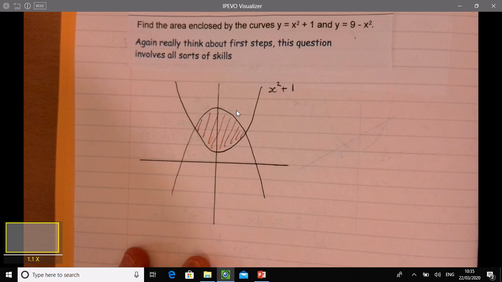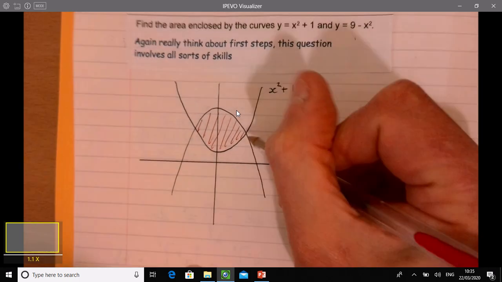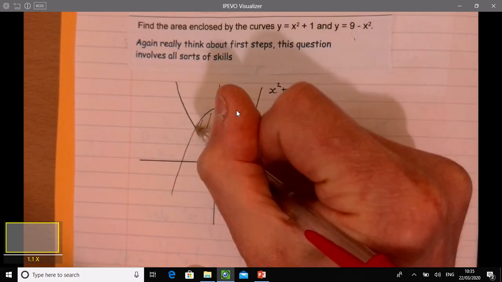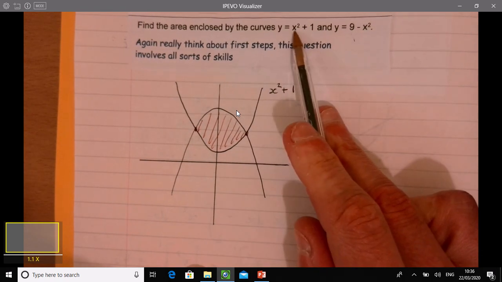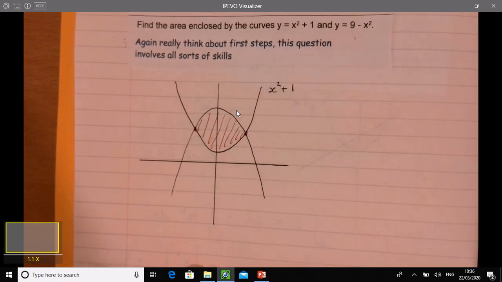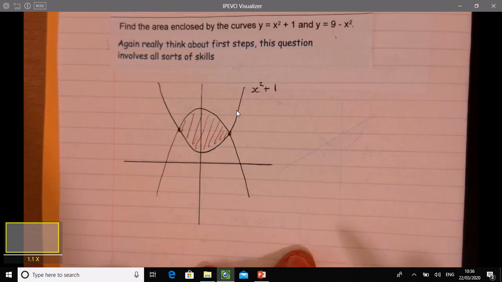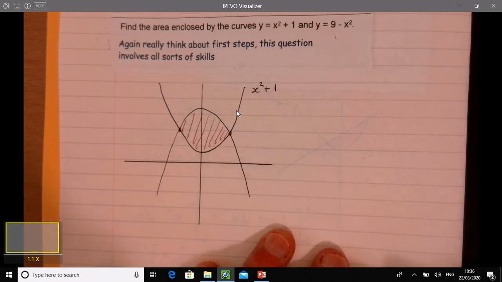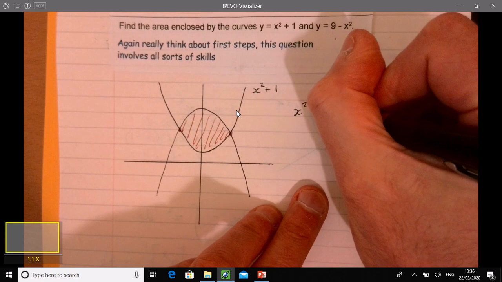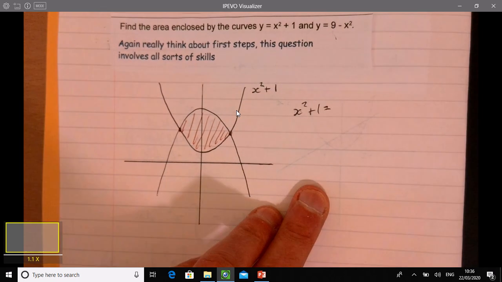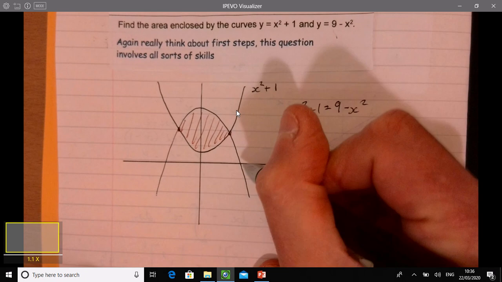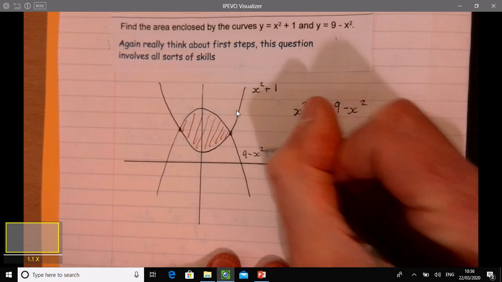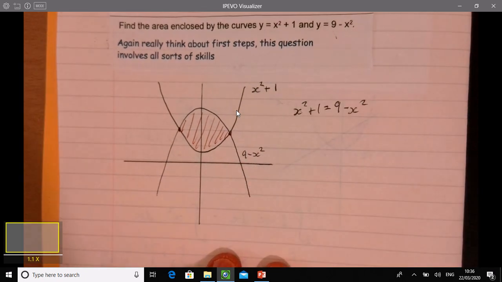Okay, so now let's identify what we need to know. We need to know these points, these intersection points. And because it says y equals, we can simply write down from there: x squared plus 1 equals 9 minus x squared. Let's make sure I said about writing those things down. Okay, so now let's go on and solve this.